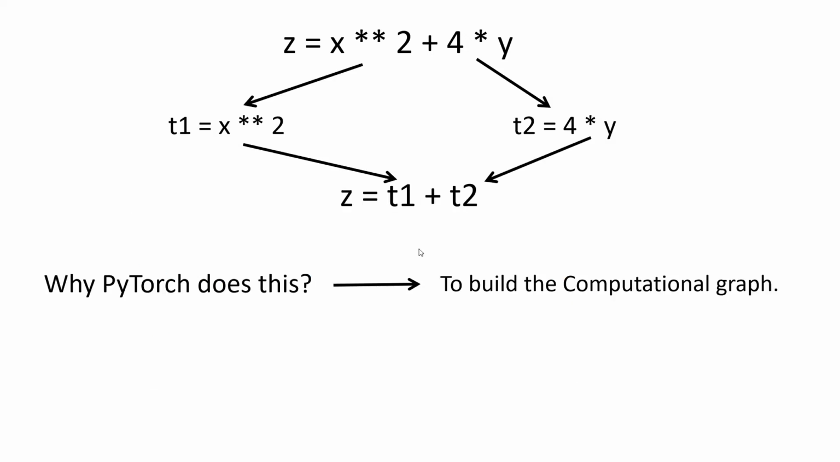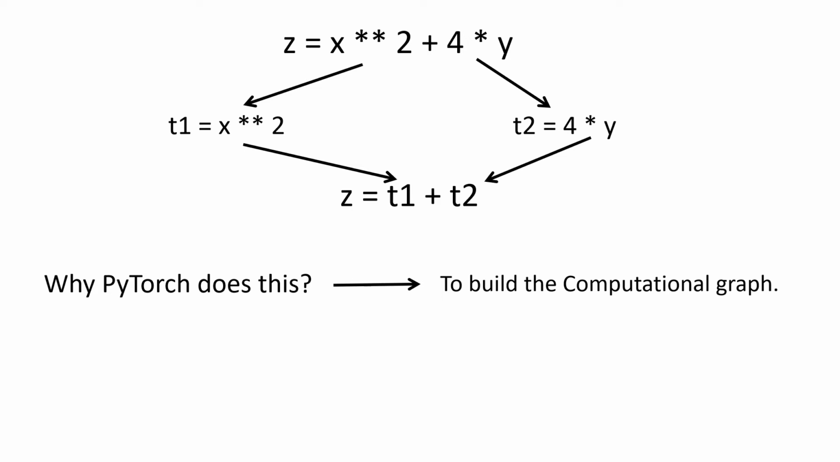Then we need to understand how we are going to evaluate it. When I said z equal to x square plus 4y, in place of x you put the value of 3 and in place of y you put the value of 5, and then you evaluated and got z equal to 29. However, PyTorch doesn't simply do it like that.